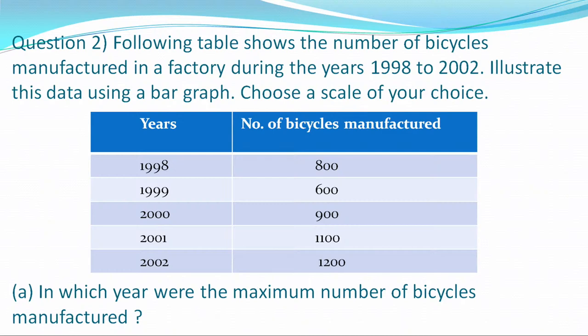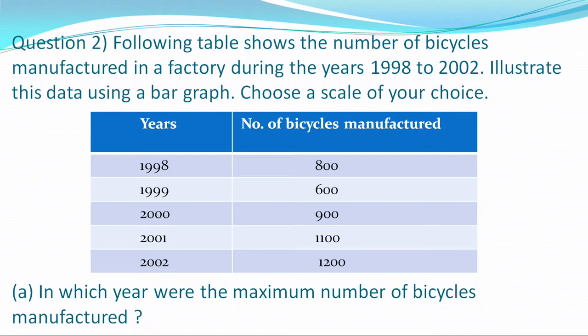Now we have another question. The following table shows the number of bicycles manufactured in a factory during the years 1998 to 2002. Illustrate this data using a bar graph. Choose a scale of your choice. We have years and number of bicycles manufactured.